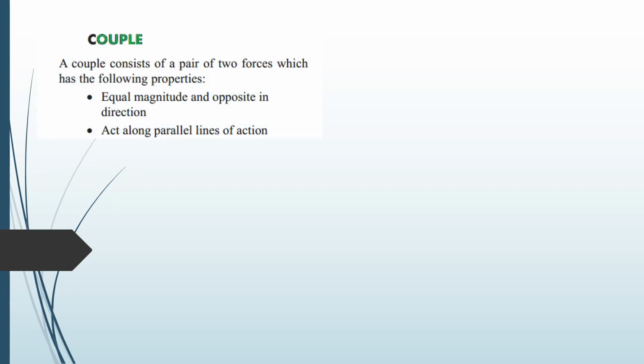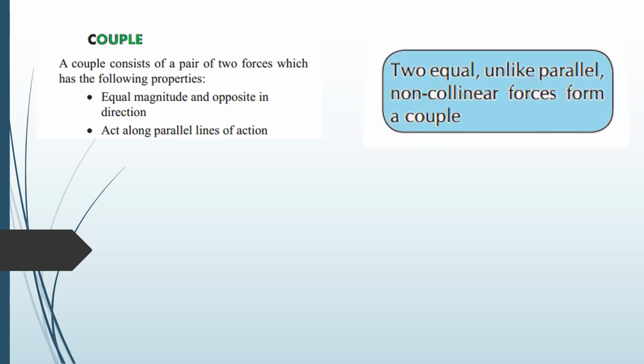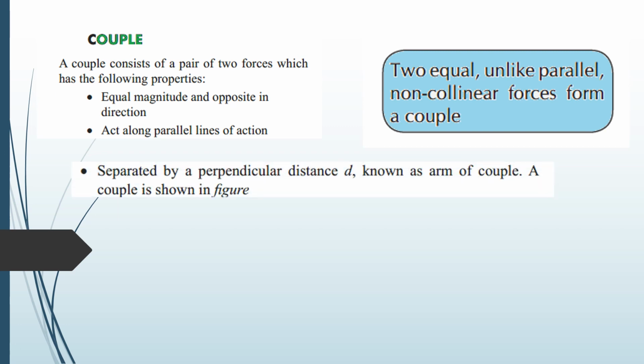Couple. A couple consists of a pair of two forces which has the following properties: equal magnitude and opposite in direction, and act along parallel lines of action. Here you can see two equal and unlike parallel non-collinear forces form a couple, separated by a perpendicular distance d, known as the arm of the couple.